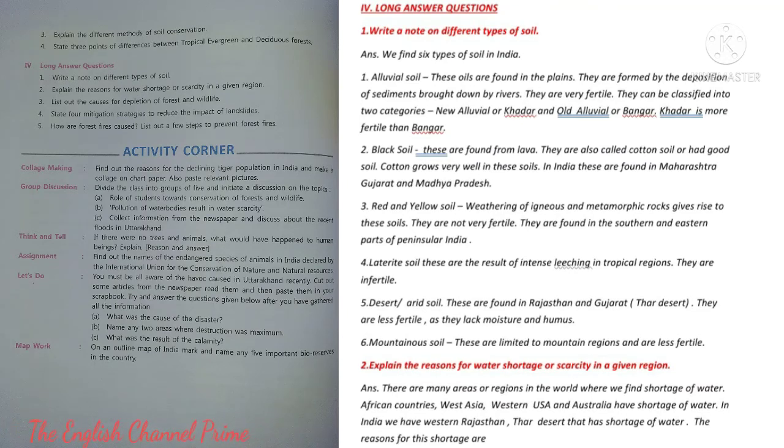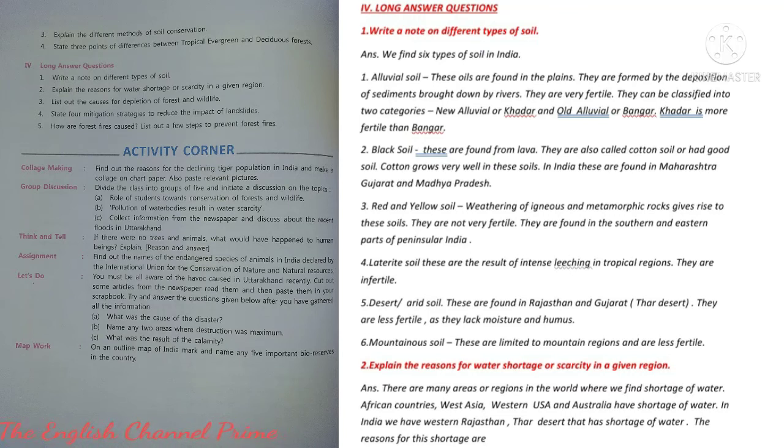Third type of soil is the red and yellow soil. Weathering of igneous and metamorphic rocks gives rise to red and yellow soil. They are not very fertile. They are found in the southern and eastern parts of peninsular India. Fourth type of soil is laterite soil. These are the result of intense leaching in the tropical regions and they are infertile.